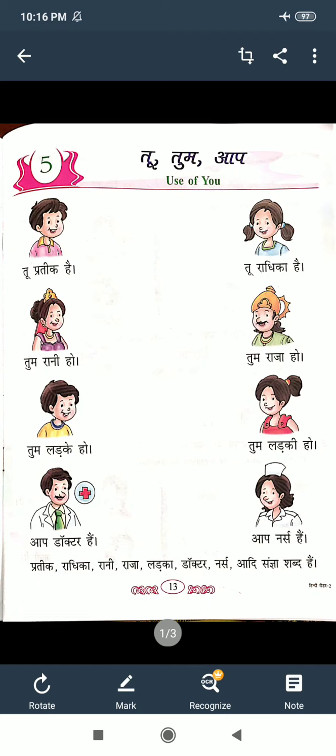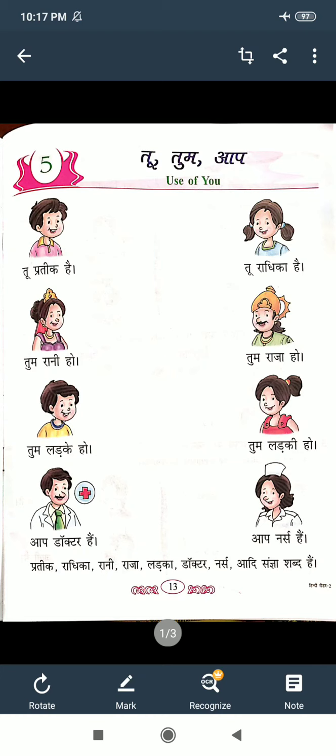What is the meaning of these words? Tu, tum, aap. You. You are Pratik. You are Radhika. You are a king. You are a queen. You are a boy. You are a girl. You are a doctor. You are a nurse. So in this lesson, we learn about tu, tum, aap.